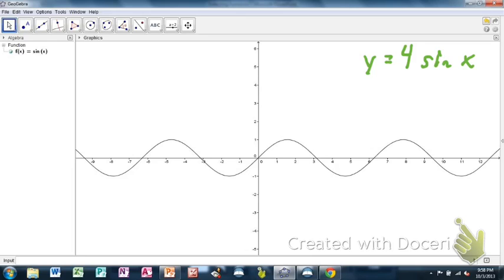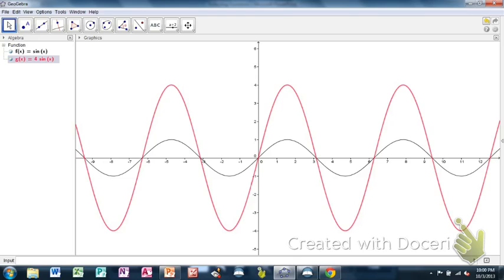You can see currently how the lowest point on this graph is -1 and how the highest point is +1. Well, this is going to stretch it so that the highest point is at +4 and the lowest point is at -4. It's going to make it 4 times as tall, so to speak. Watch.